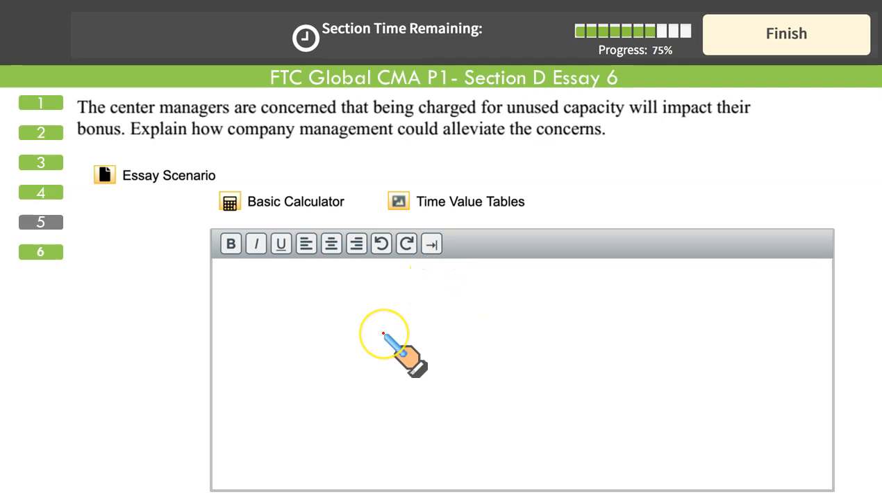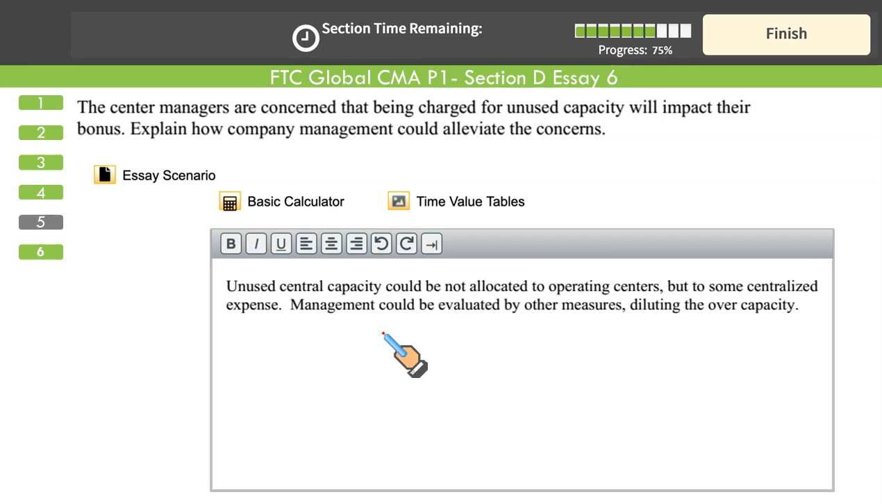The company can charge only the capacity utilized. Unused central capacity may not be allocated to operating centers, but to some centralized expense. So only charge the departments for what they have used. The unused capacity should be charged as an overhead rather than charged to these 4 centers. So managers could then be evaluated by other measures.